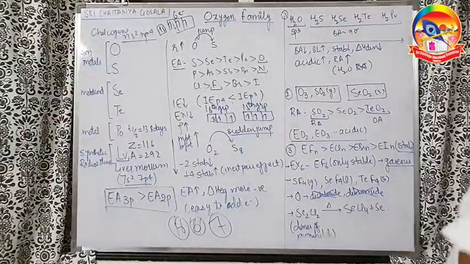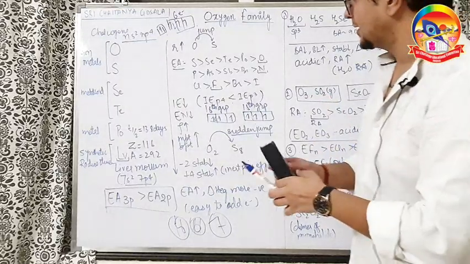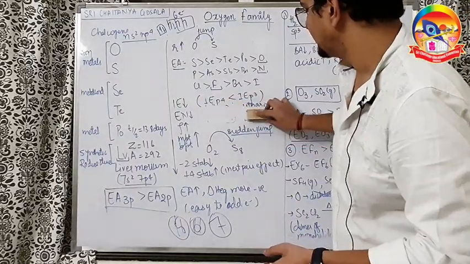What happens next? Density top to bottom increases, clear cut. Electronegativity decreases, there also no problem.